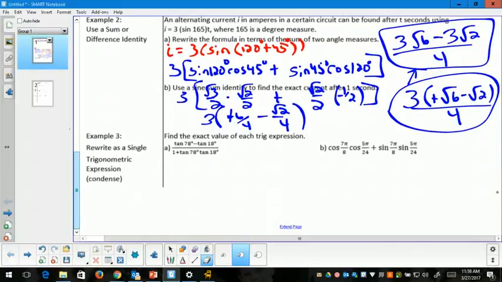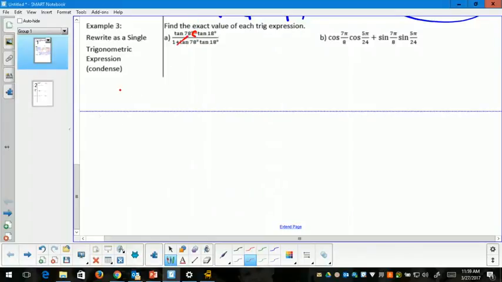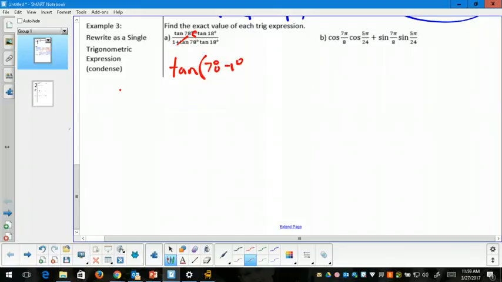All right, last example for part 1. Finding the exact value of each trig expression. What they've done here is I'm looking at this and trying to recognize it as a sum or difference identity, and then work backwards to an angle that is on the unit circle. Because I see the minus up top in the numerator for tangent, I know that is a difference identity for tangent. So this is tangent of 78 minus 18, which is the tangent of 60 degrees.